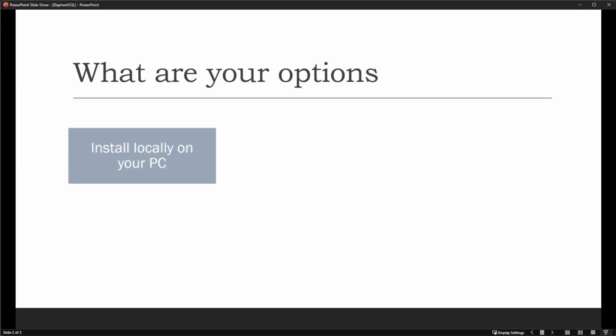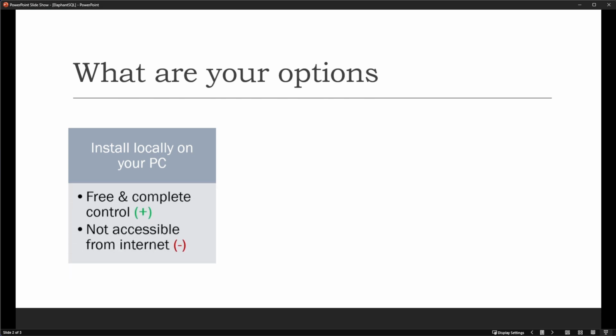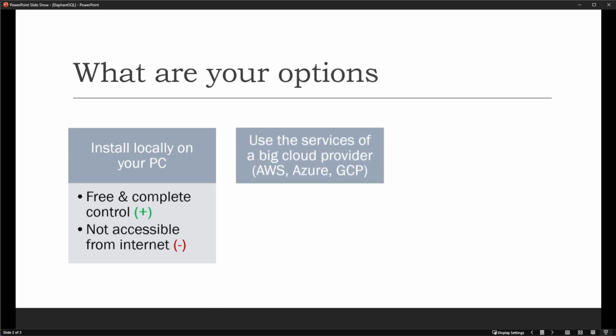Option 1, you could always install PostgreSQL locally on your PC and use it. The downside to this choice is that your database is not by default accessible from the internet. The second option would be to create a database in one of the big cloud providers, namely Amazon Web Services, Microsoft Azure, or Google Cloud Platform. It is relatively easy to do, but the downside to this choice is that you will be billed for the time your database is running.